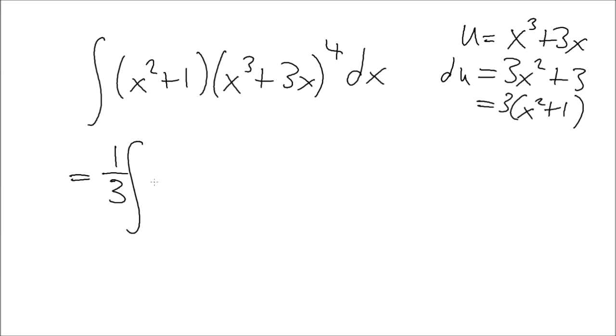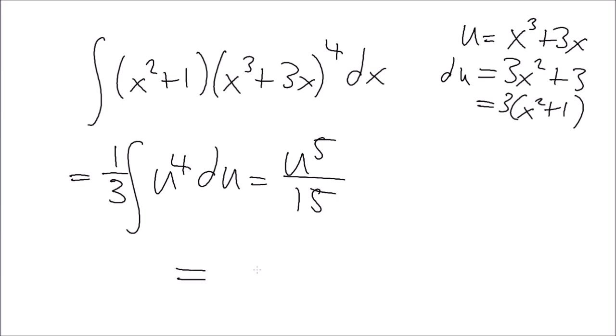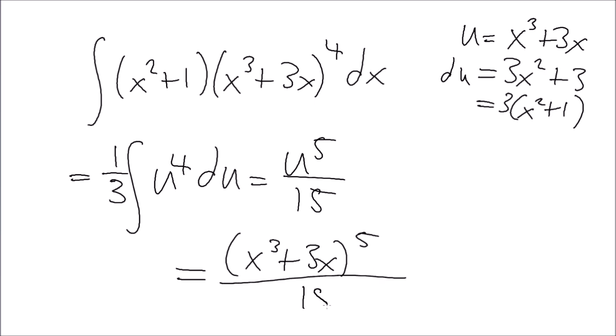So x squared plus 1 gets taken, and we have u to the power of 4 du. Now we have u to the power of 5 over 15. So this is now x cubed plus 3x, all to the power of 5, all over 15 plus c.